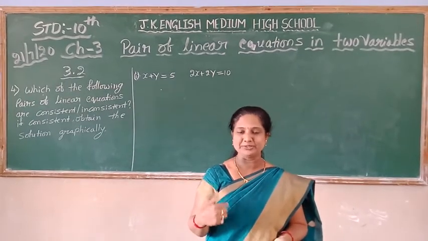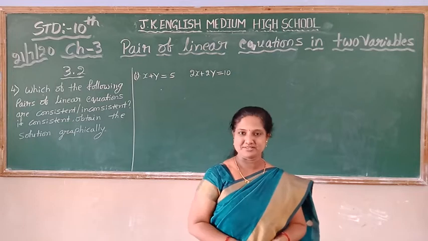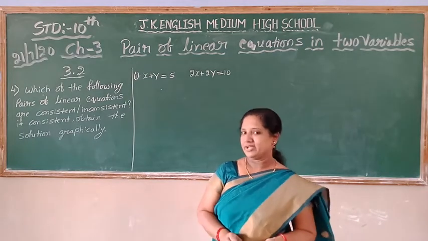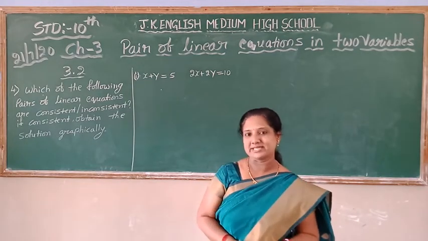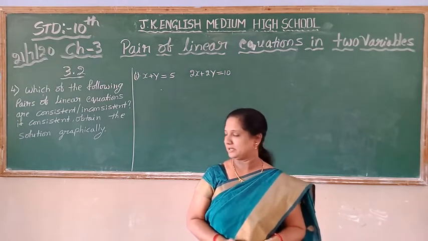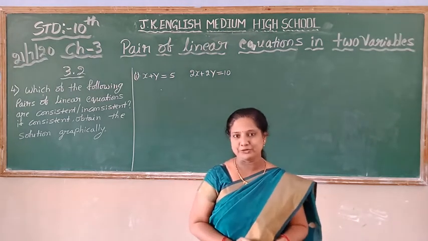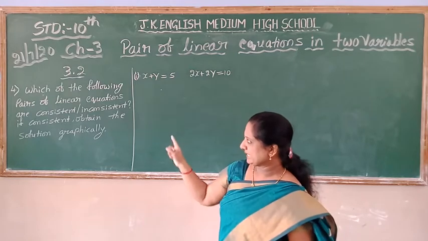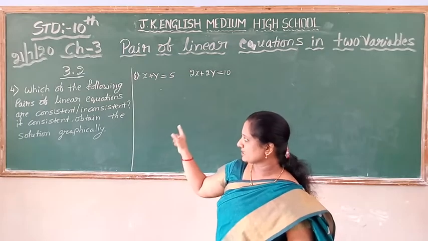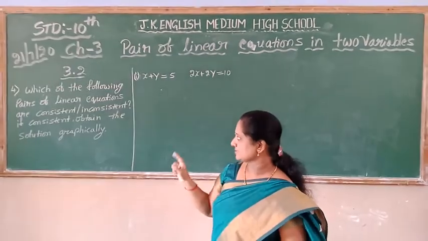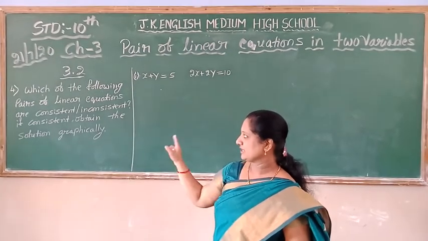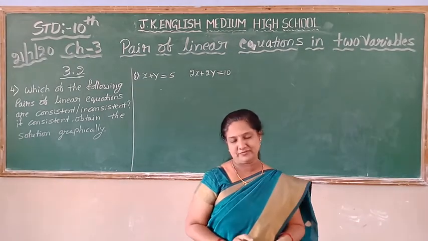I am going to continue pair of linear equations in two variables. Already I explained in exercise 3.2 the first, second and third problems. Today I am going to start the fourth problem. The heading is: which of the following pairs of linear equations are consistent or inconsistent? If consistent, obtain the solution graphically.